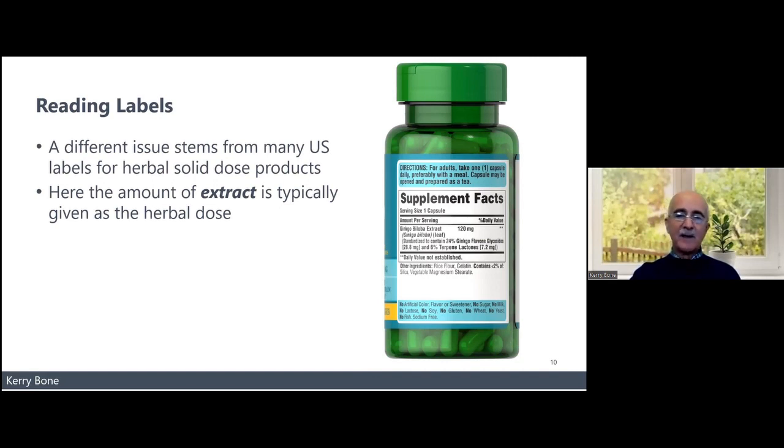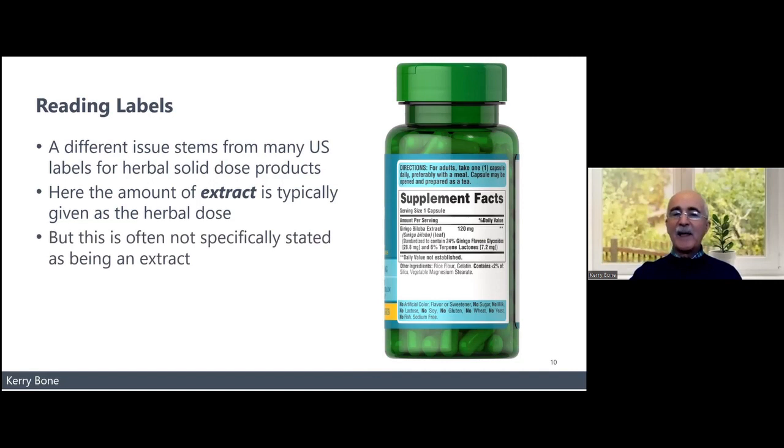So we know that in this case, each capsule most likely contains 6 grams of a ginkgo dried herb equivalent, ginkgo leaf dried herb equivalent. But in other cases, you're completely in the dark and you don't know.